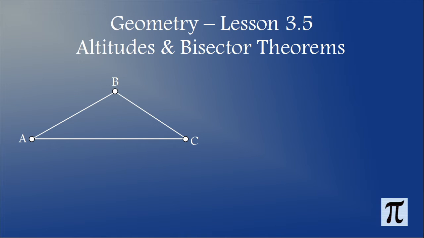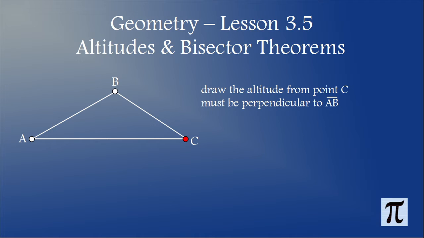Let's take a look at a slightly different triangle. Let's focus on point C. Let's try to draw the altitude from point C. Remember, it must be perpendicular to the AB segment, the segment that's opposite from point C. But no matter where we try to draw this thing and touch the segment, we can't find anything that would make a perpendicular angle.